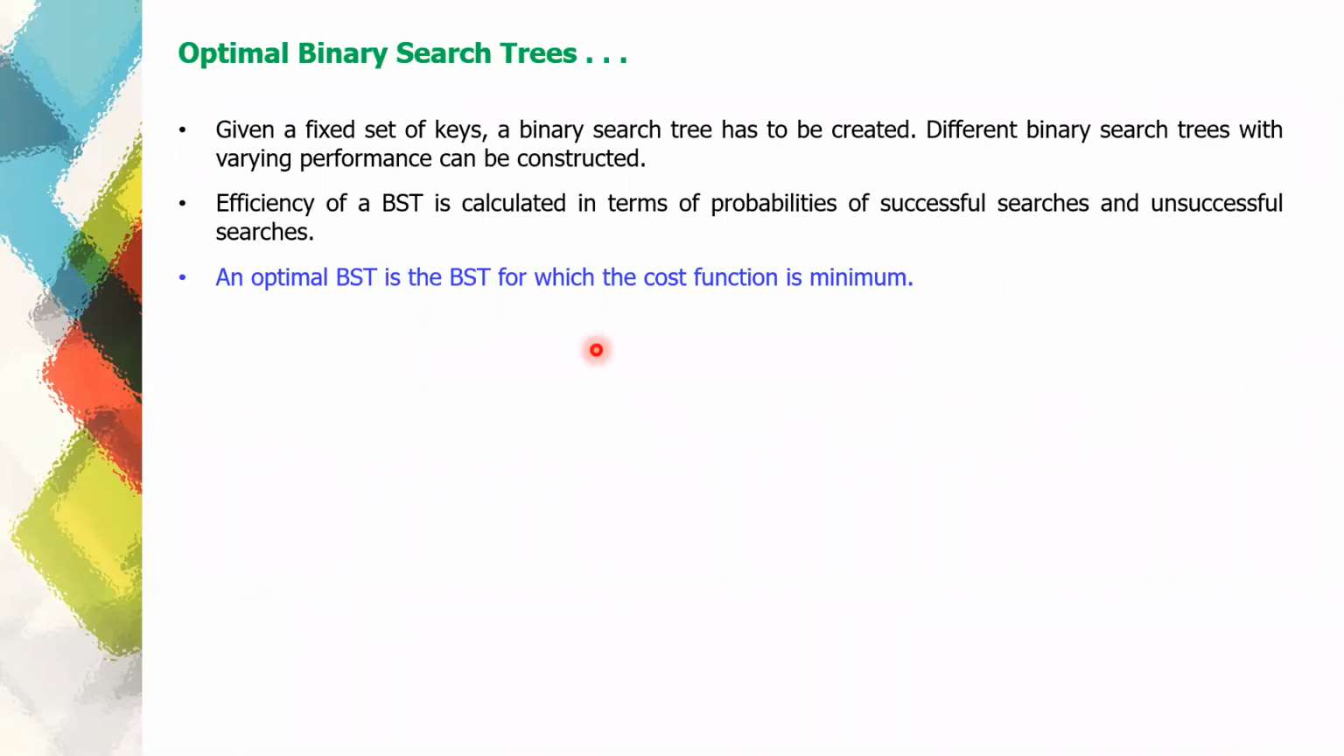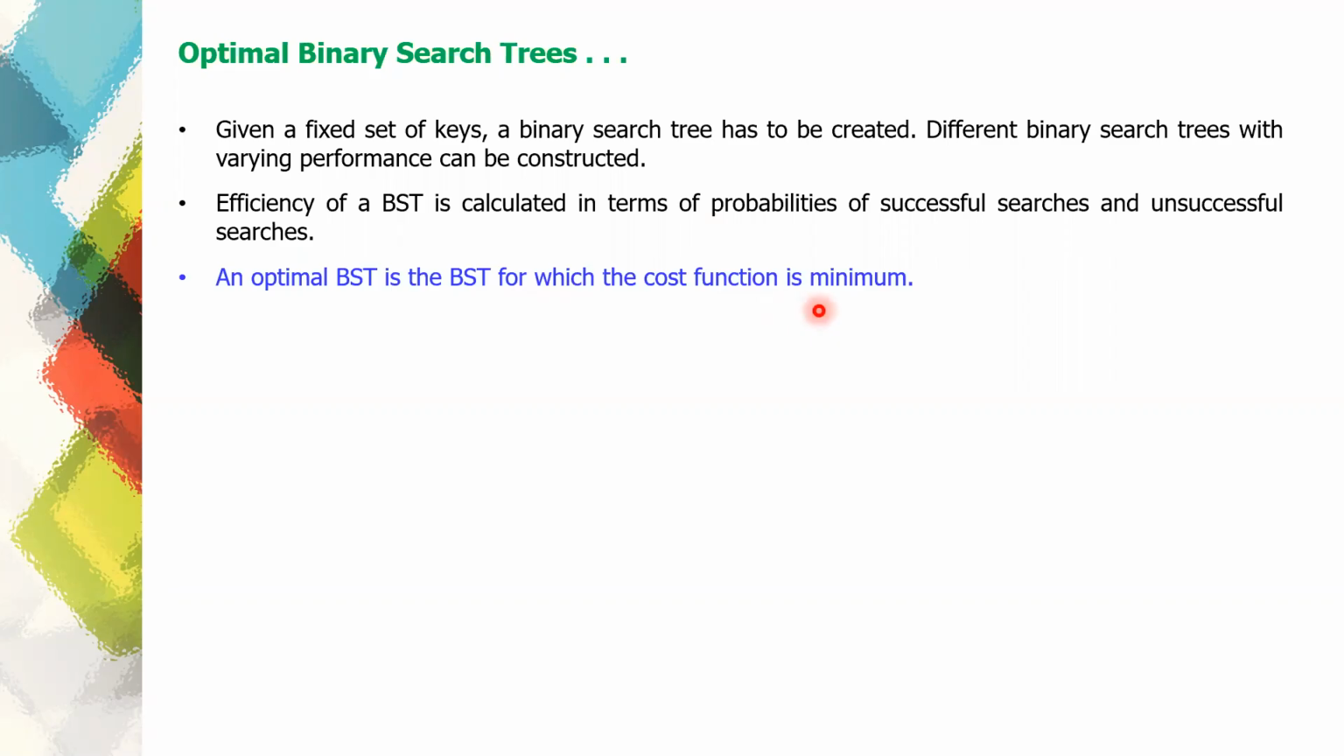Now, defining the problem, the optimal BST problem. Given a fixed set of keys, a binary search tree has to be created. It is possible that different binary search trees with different costs can be constructed. The efficiency of a BST is calculated in terms of the cost of successful searches and the cost of unsuccessful searches. The objective function is to generate an optimal BST for which the cost function is minimum.